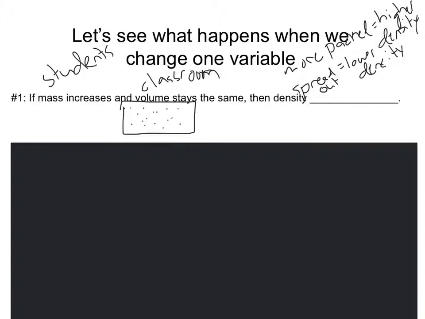So instead of 10 students, I now have like 18. And my volume stays the same, so my classroom stays the same size. Well, what happens to my density? Well, in this case, my students are now more packed in there. Because I kept my classroom the same size, we put more students in there. So therefore, my students are more packed in there, which means I have a higher density, or we could say that my density increases.